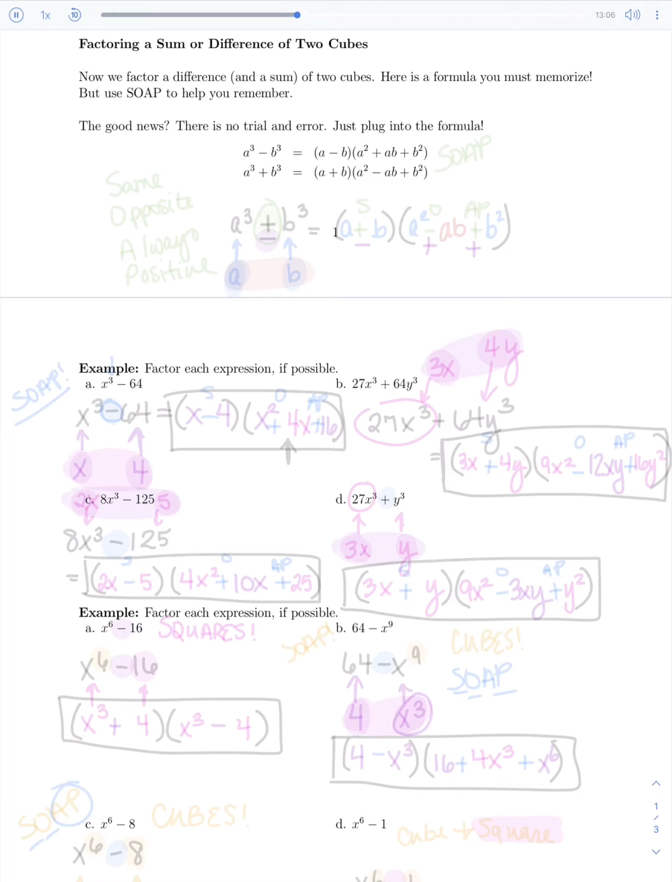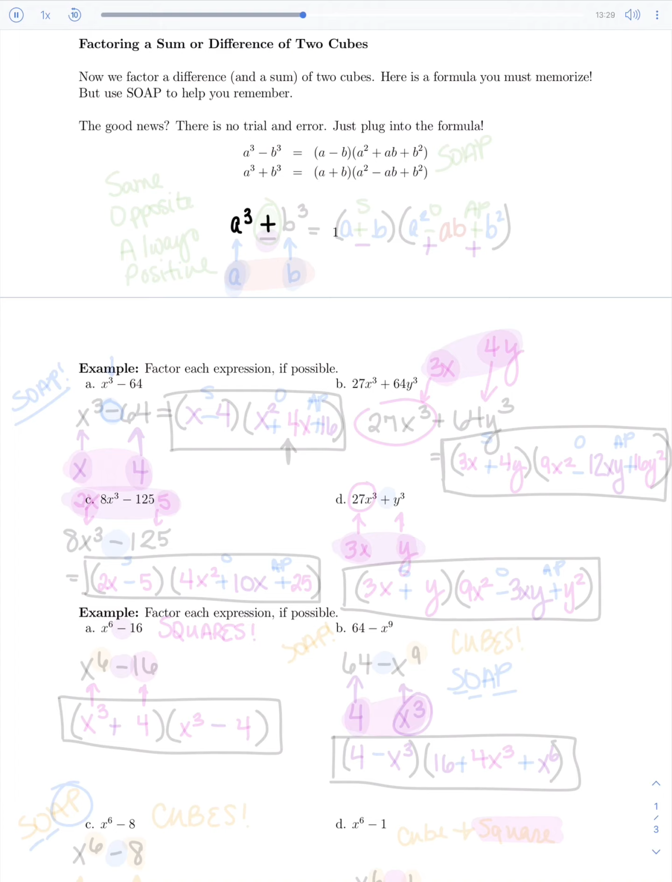Now we're going to look at cubes. What is confusing about cubes is that you can actually factor pluses and minuses for cubes. Either or is fine. Okay, but with squares, we can only do a difference of squares. So for cubes, pluses or minuses are fine. Let's see how we're going to do it.